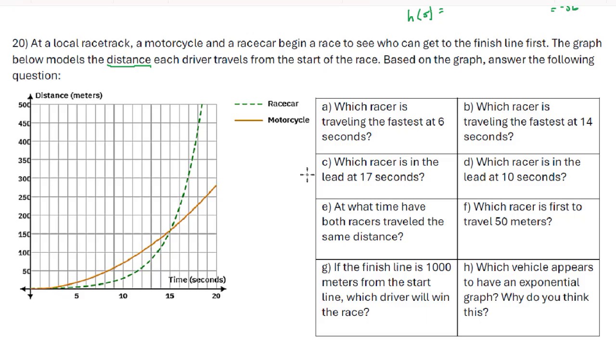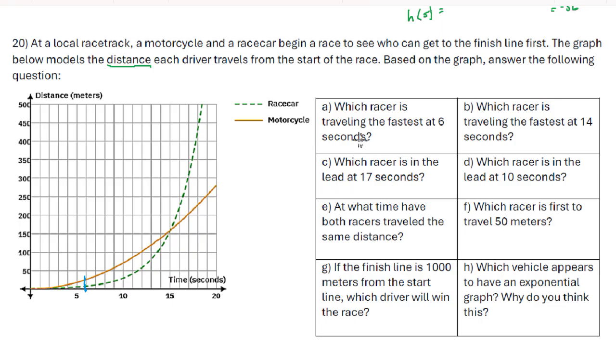Which racer is traveling the fastest at 6 seconds? The fastest at 6 seconds. So we're going to go right down here where it's 6 seconds, and you can see, class, I'm going to draw a line. Oops, that's not a very good line. I'm going to draw a line right there. And then I drew it at 5 seconds. That's not going to work. Let's try putting a little dash here. There's 6 seconds and 6 seconds.